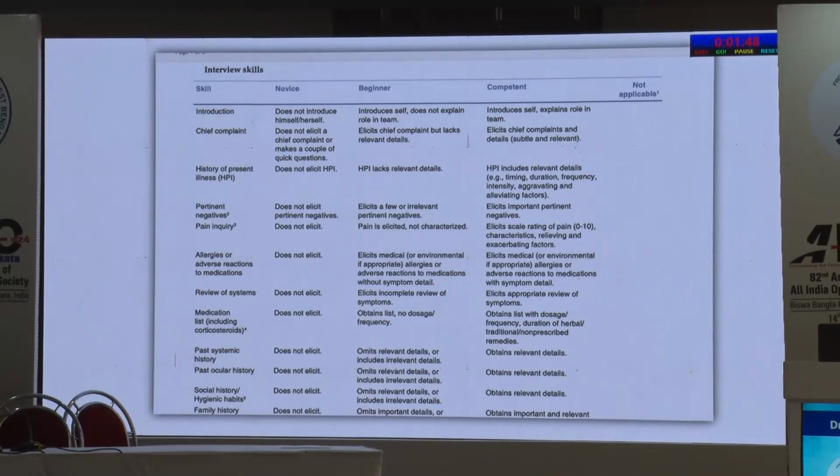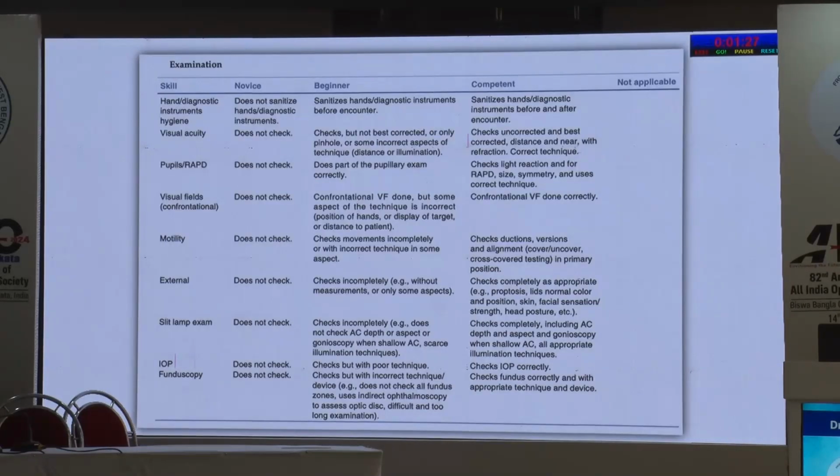You can judge them into being a novice, a beginner, or a competent, or that particular line may not be applicable to that patient. What do I mean by that? A person with conjunctivitis possibly doesn't need to do a confrontation field. So you can't say that, oh, he's a novice, he didn't do the confrontation field properly. So for that line item, you will put it as not applicable. Therefore, that examination varies to that particular patient.